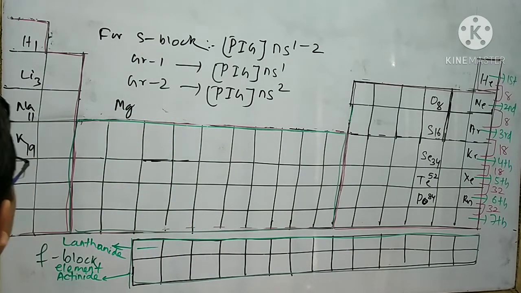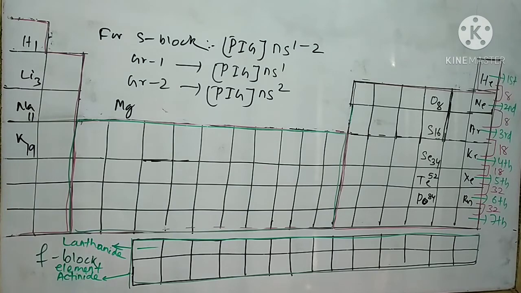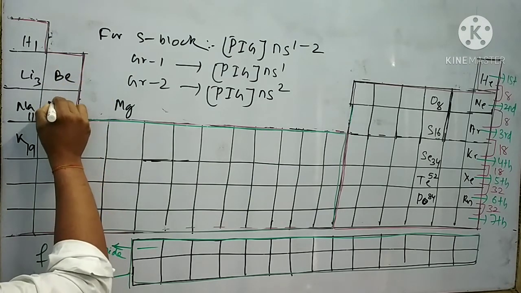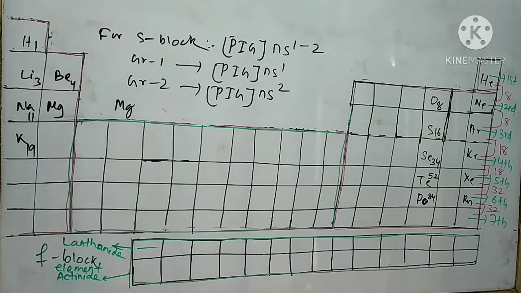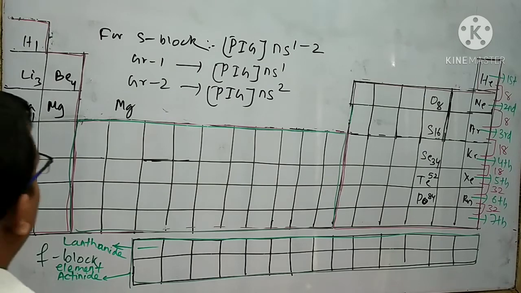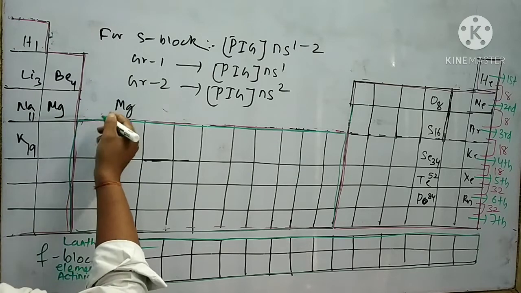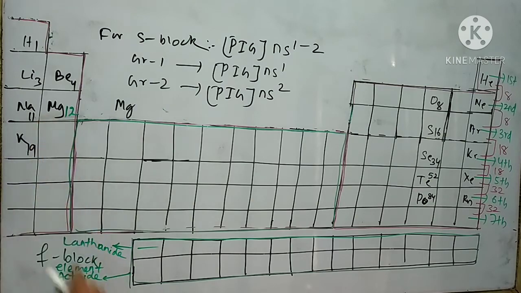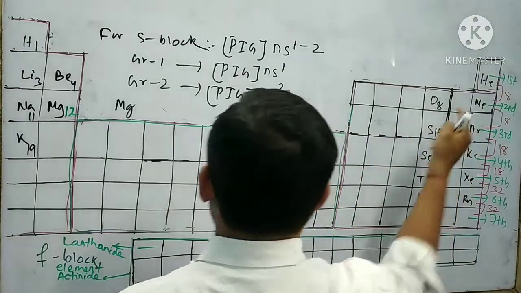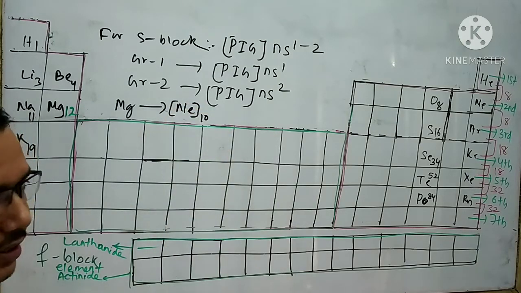Magnesium belongs to the second group. For second group elements we know a trick: Be Mg Ca Sr Ba Ra. The elements are beryllium, magnesium. The atomic number of beryllium is 4. Magnesium belongs to the third period, so we add 8 to the 4. That means the atomic number of magnesium is 12. The previous inert gas of magnesium is neon. So at first write neon having atomic number 10.